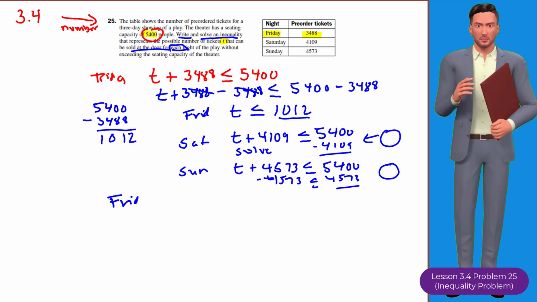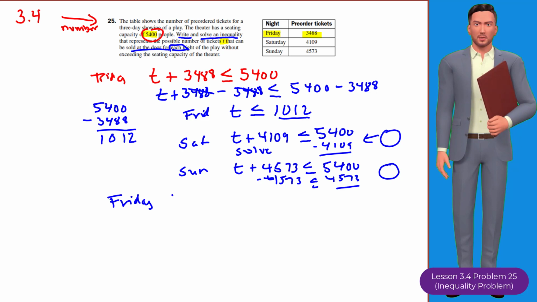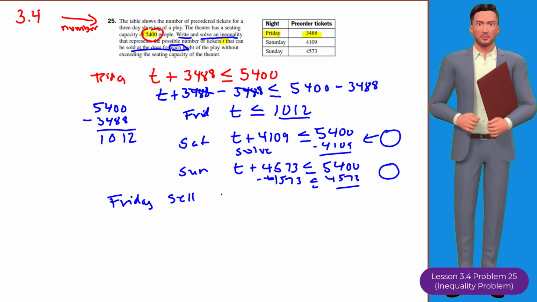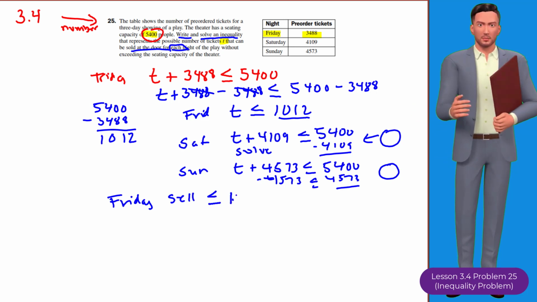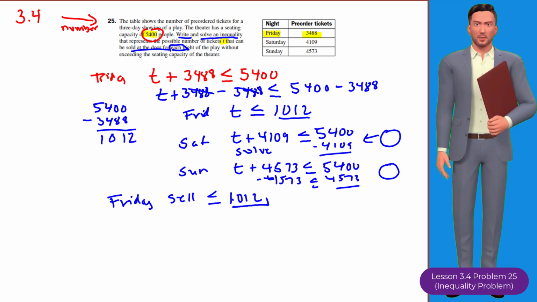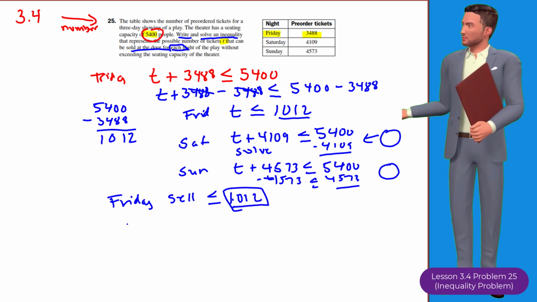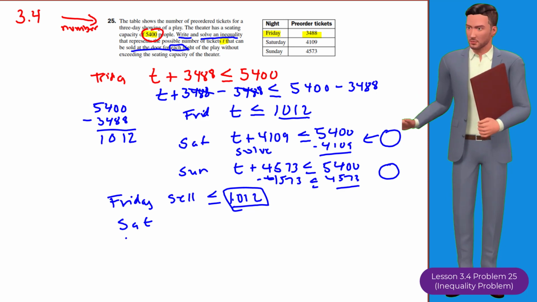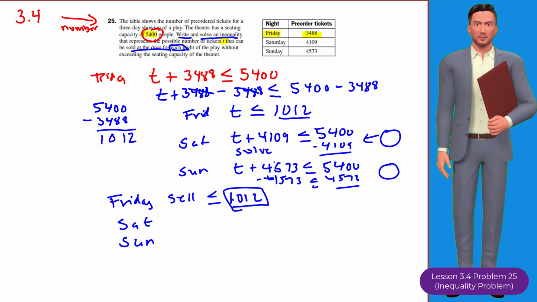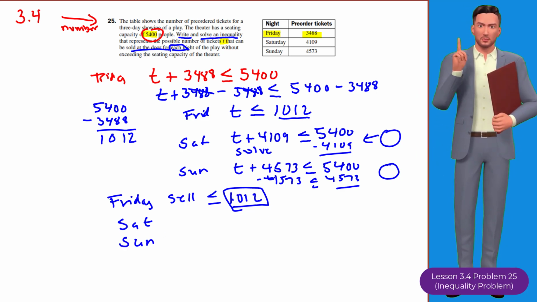On Friday, we can sell less than or equal to 1,012 tickets. So 1,012 is the most we can sell. And then you're going to fill out Saturday and Sunday. Set up your inequality and then solve your inequality.